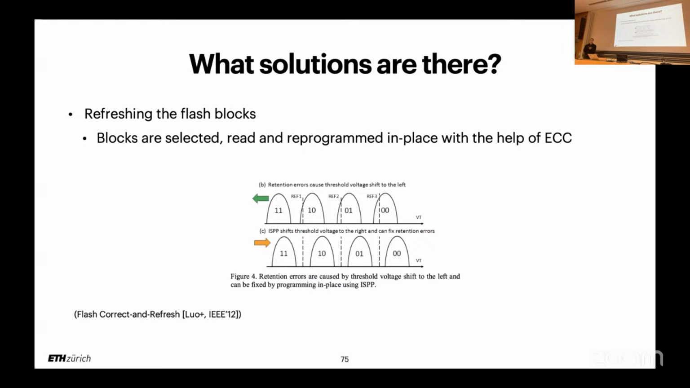Any other thoughts or comments regarding these proposals? Maybe a follow-up question on this. During normal writing, it is always suggested that you can only write to the open page because it causes disturbance to previously written pages. Why is in-place reprogramming this time not causing any read disturbance, or why is it okay to do it like this?